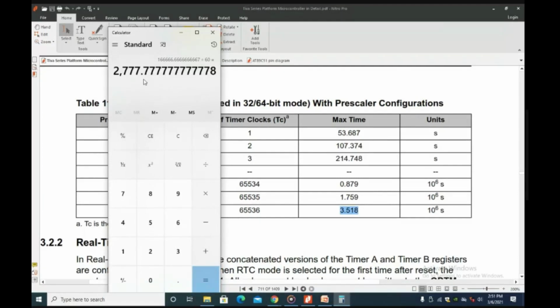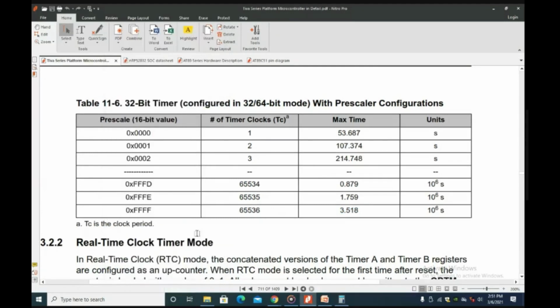2777 hours. Okay, divided by 24, how many days is that? 115 days. It will overflow after 115 days. Just imagine, right? 115 days it will take to overflow. So that is the beauty of prescalers.